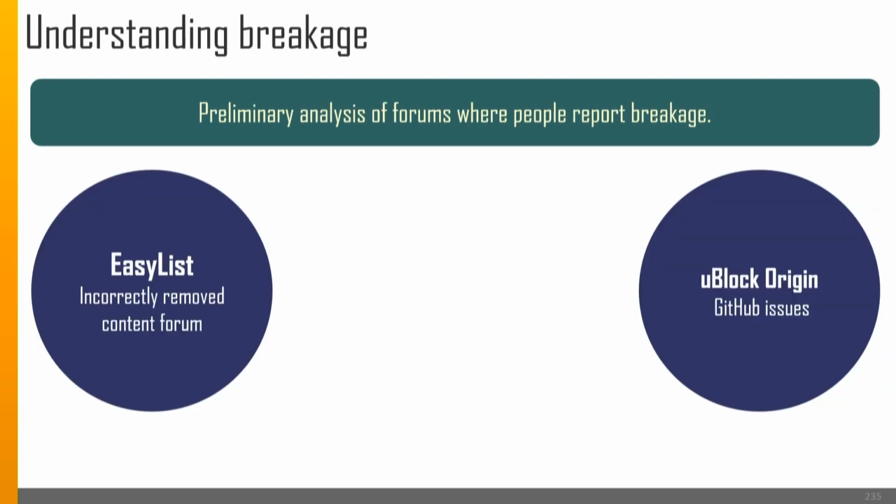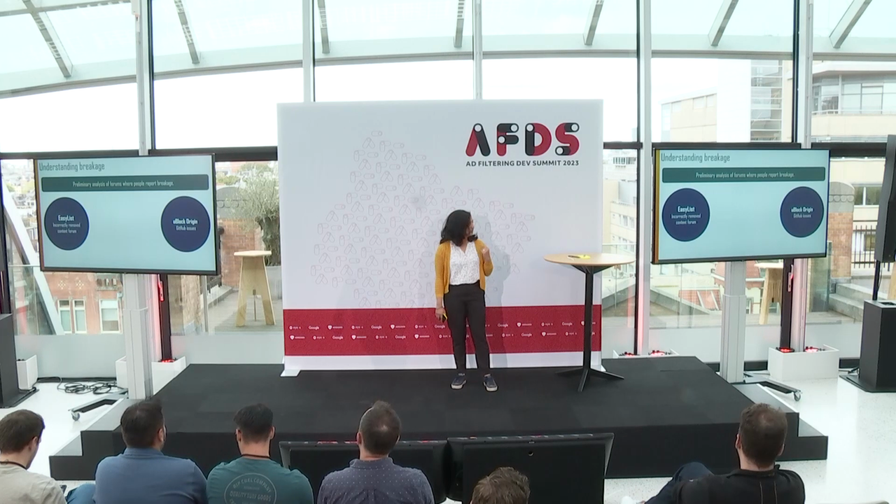So before building our solution, we actually wanted to understand a little bit what were the existing problems with breakage, and what do users usually talk about when they report breakage. So we conducted a preliminary analysis of forums where people report breakage, and specifically we focused on these two forums. One is this forum called EasyList Incorrectly Removed Content Forum, and the other one is uBlock Origin's GitHub issues.